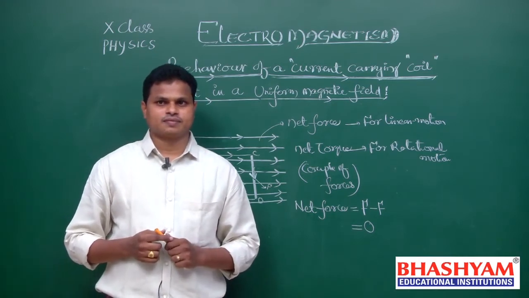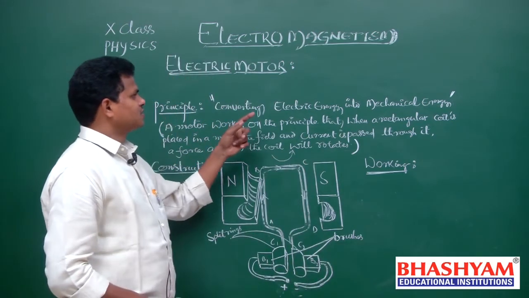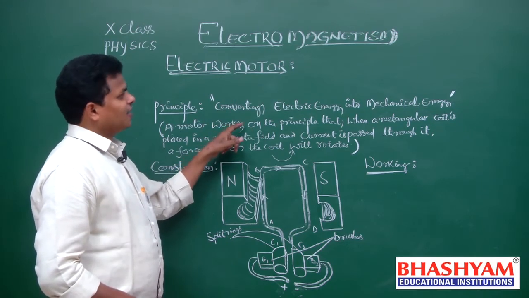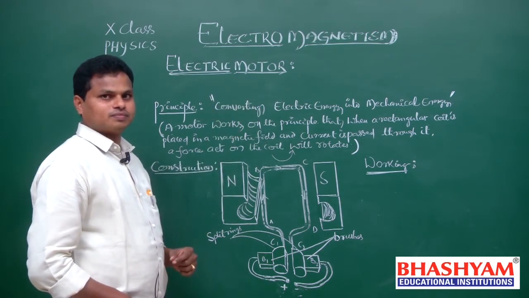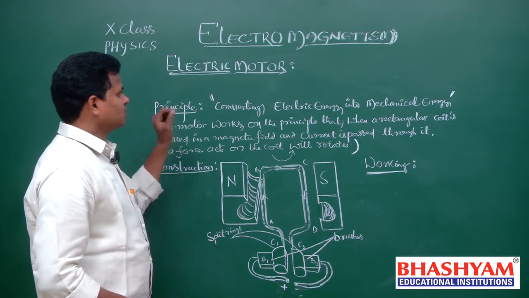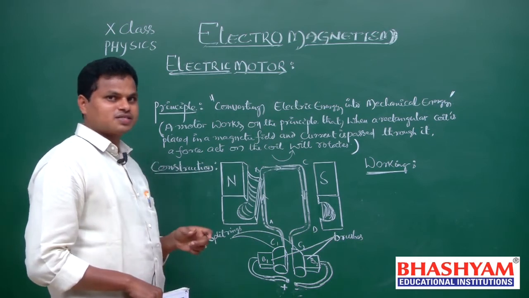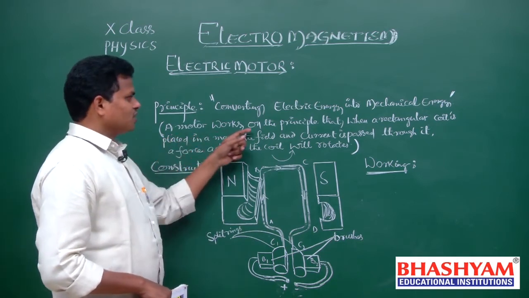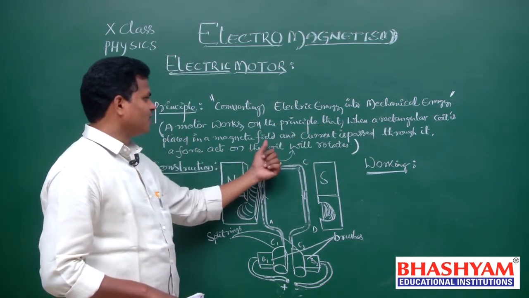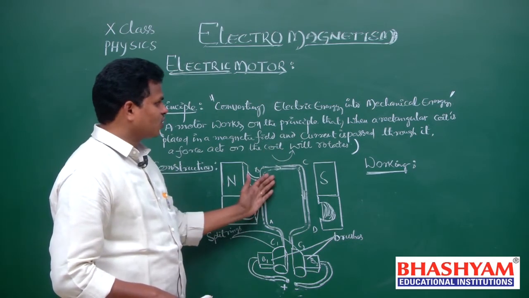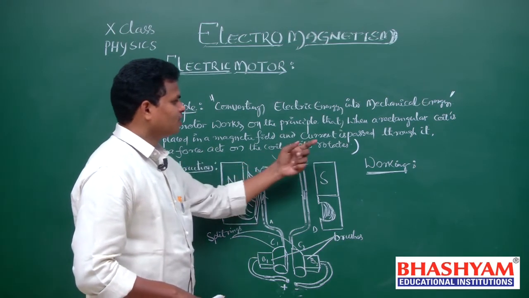Okay, students. An electric motor is a device which converts electrical energy into mechanical energy. That is the electric motor. The principle of the electric motor is that when a rectangular coil is placed in the magnetic field and current passes through the coil, a force acts on the coil and it will rotate.